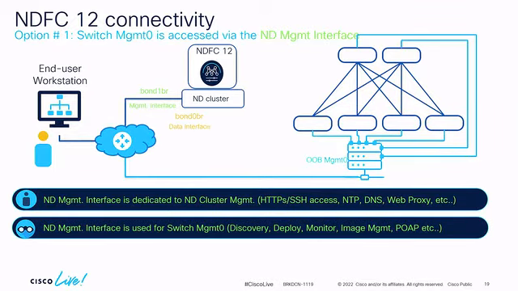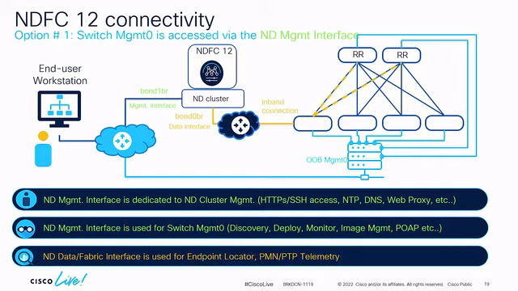Second, the same interface connects to the OOB network, the management 0 interface of the switches. So that way you use the ND management interface to onboard the switch using the switch management 0 interface. And then you have the bond 0 or the data interface, which is used for in-band communication. The in-band communication use case is mainly for telemetry, PTP, endpoint locator, all those things.